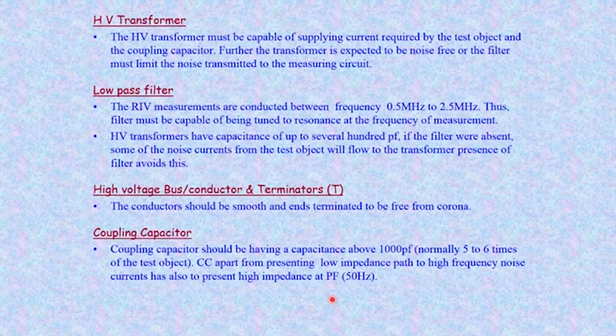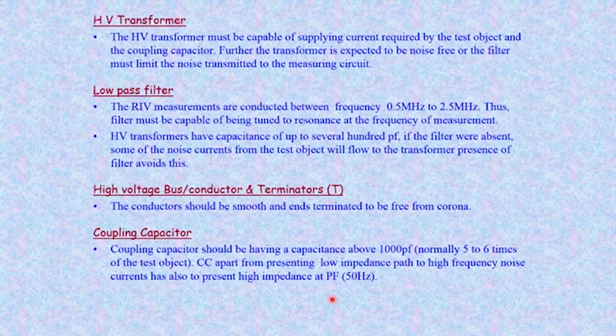So that is important. If the transformer starts giving discharges or noise, this will be communicated to the test equipment, and further that would be mixed up with the signal which is measured. So this should not happen. It should be noise free basically. That is one of the reasons why the filter is available in the circuit, where this filter will limit the noise which is being transmitted to the measuring circuit.